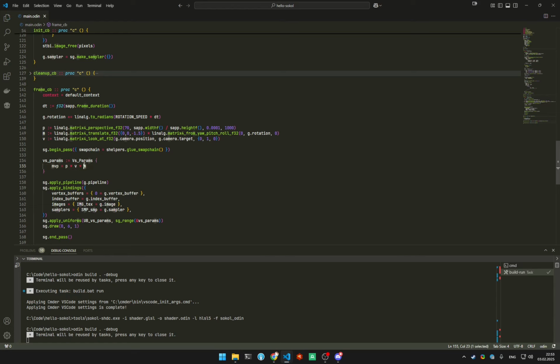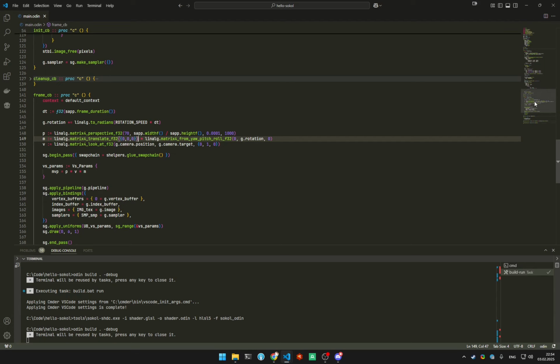Now let's initialize this to something sensible. So let's actually not move our object, so let's not translate it at all. We could also just remove this, but let's leave it for now. Instead, let's translate the camera.